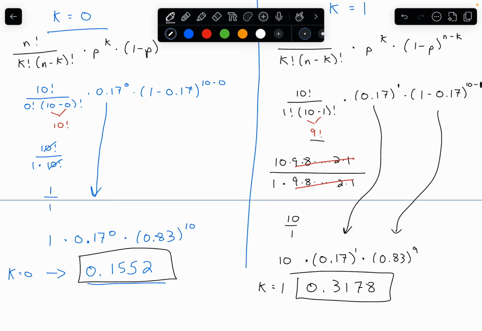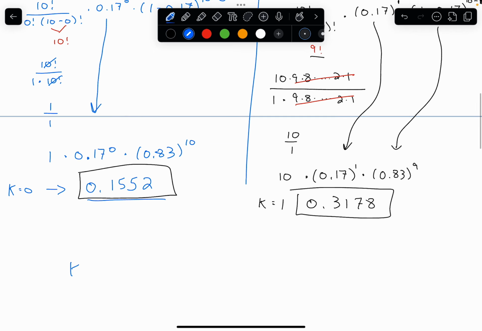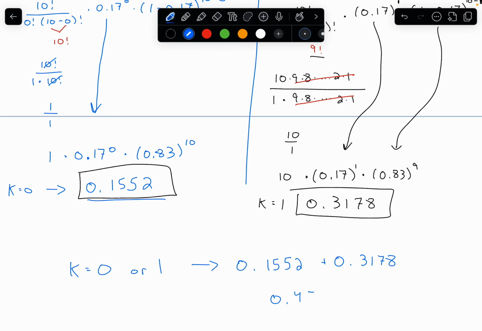So I am very nearly done with this problem. The hard part is over. If I wanted to find the probability where k is equal to 0 or 1, that just means I'm going to add these two probabilities together. So 0.1552 plus 0.3178. That gives me 0.473.